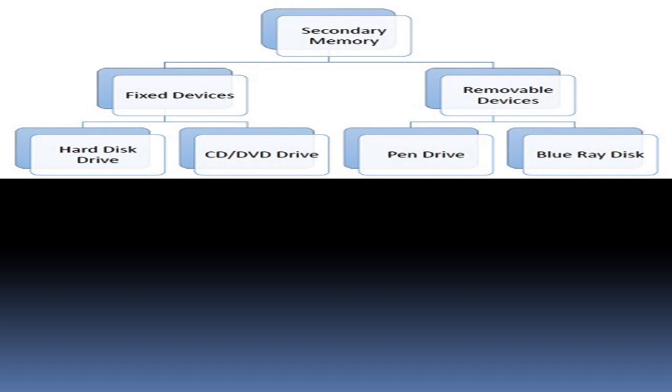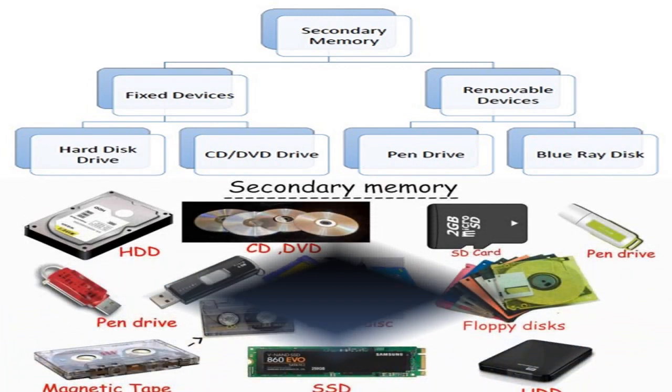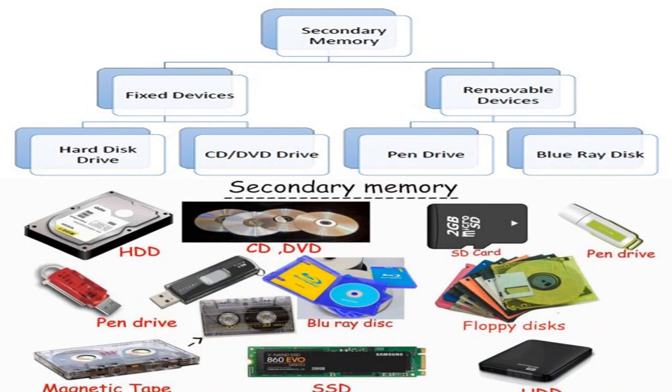Under secondary memory, there are majorly two types. Firstly, fixed devices, and secondly, removable devices. Fixed devices are the hard disk drive and CD or DVD drive, which are pre-attached to the computer. Removable devices such as pen drive and Blu-ray disc are externally attached to the computer as per the requirement of the user. These are some common examples of secondary memory.